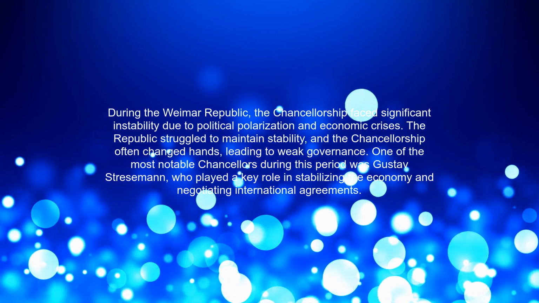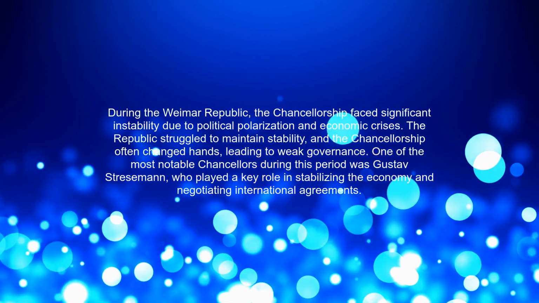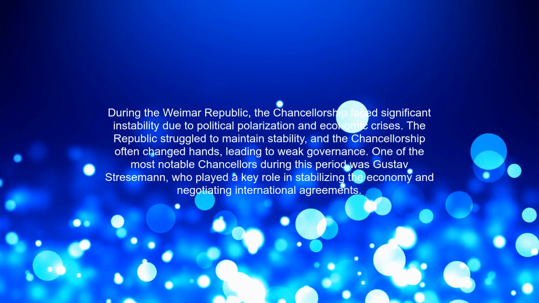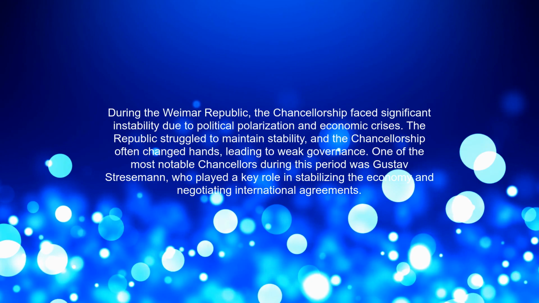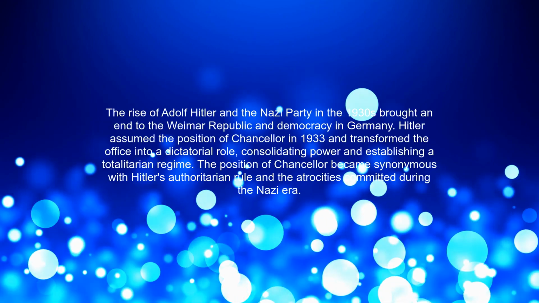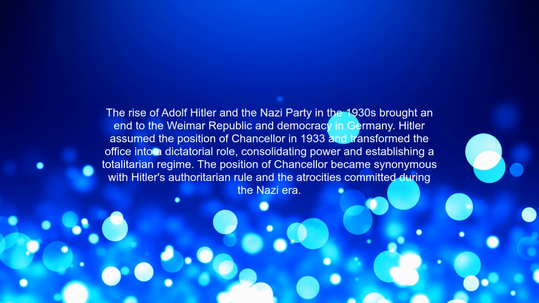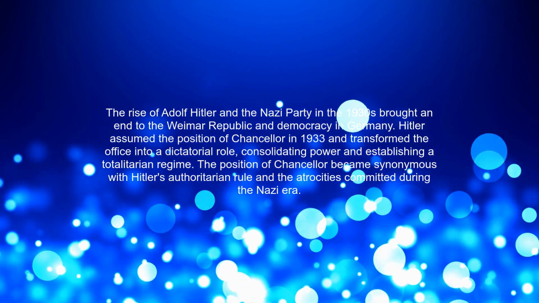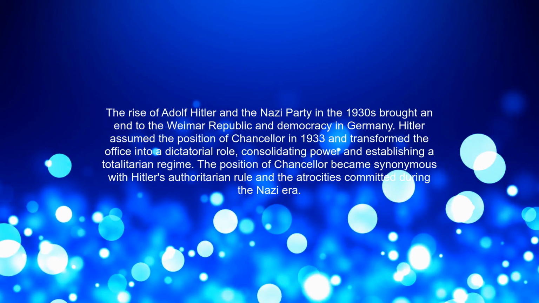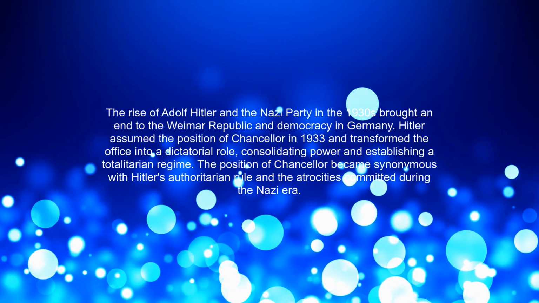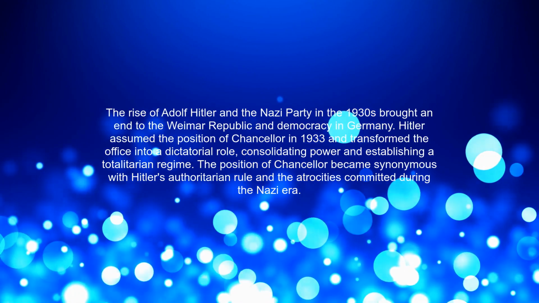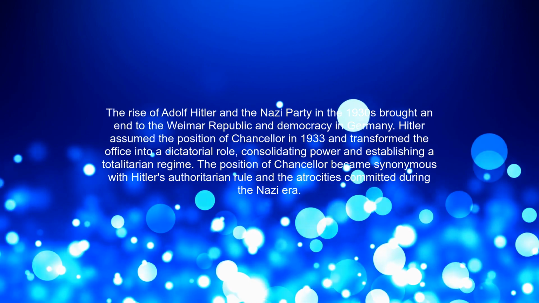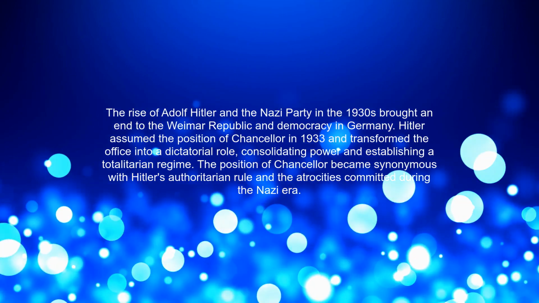One of the most notable chancellors during this period was Gustav Stresemann, who played a key role in stabilizing the economy and negotiating international agreements. The rise of Adolf Hitler and the Nazi Party in the 1930s brought an end to the Weimar Republic and democracy in Germany. Hitler assumed the position of chancellor in 1933 and transformed the office into a dictatorial role, consolidating power and establishing a totalitarian regime.